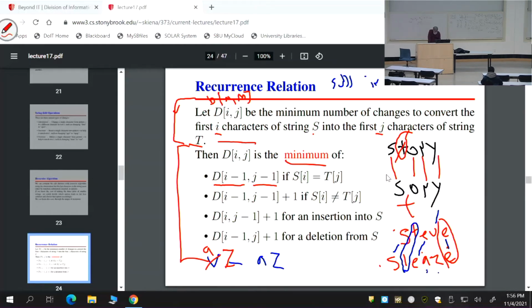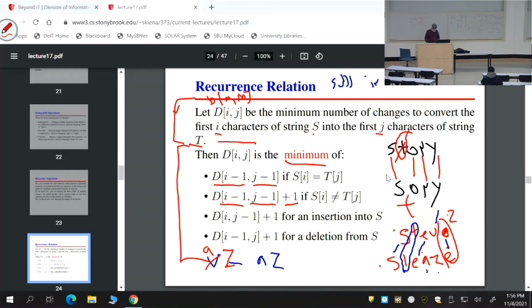Suppose we wanted to turn Steve, let's say Steve Z, into sleaze. The last characters differ. I might choose to substitute a Z for an E. If so, I'm going to pay one change for the substitution, plus I now still have the same recursive problem. The prefixes of both strings have shrunk by one character. And that's why this is i minus 1, j minus 1.